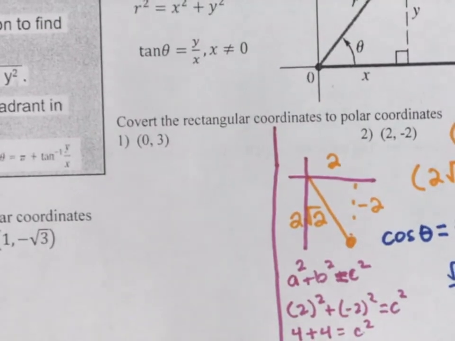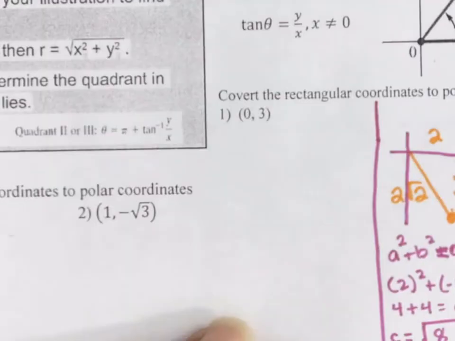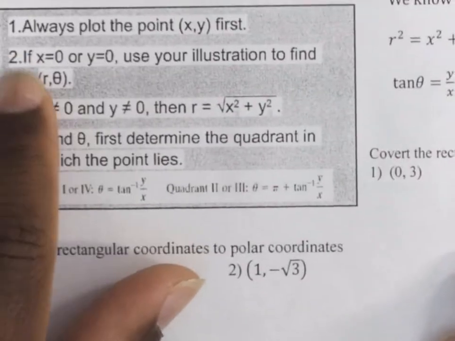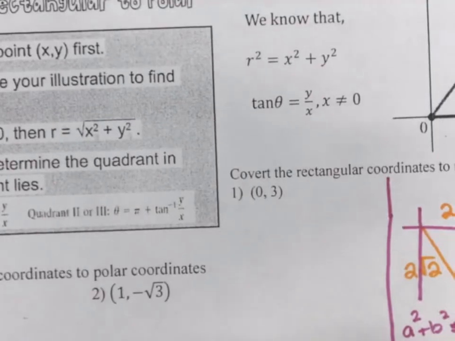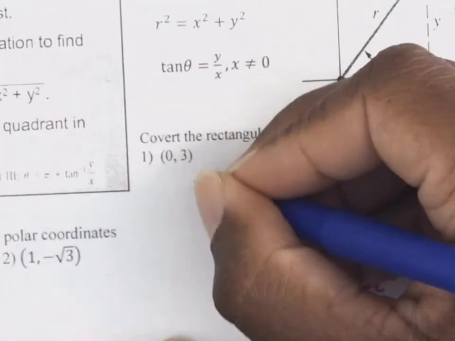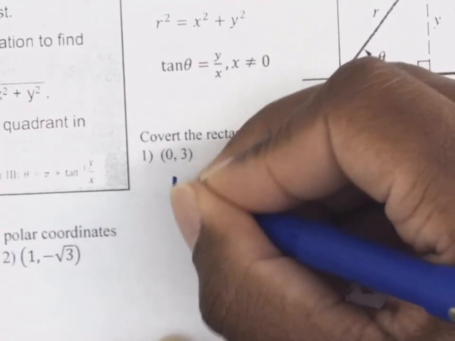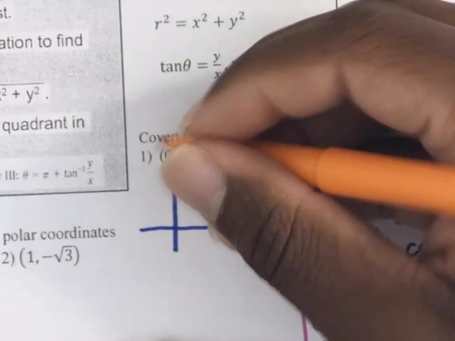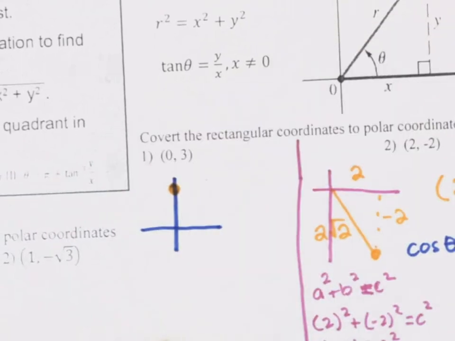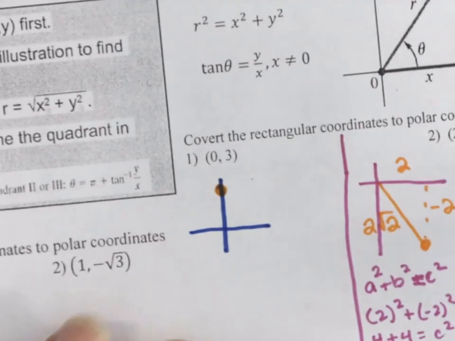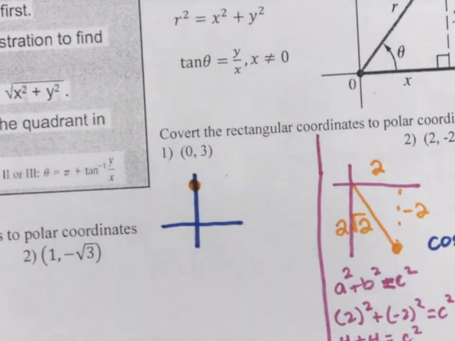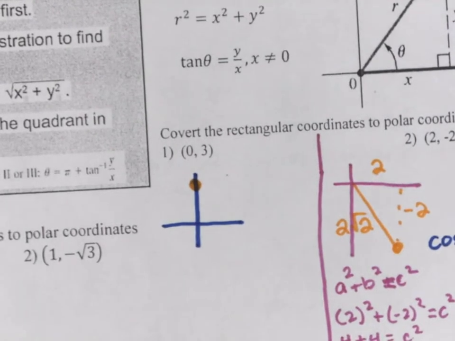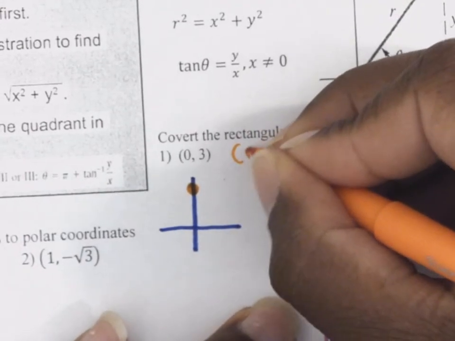Does that make sense? All right, let's do this one. First step, you plot it. Do I go left or right? I'm right on this line. That was pretty easy. What angle is this? 90. Oh yeah, that's exactly right.